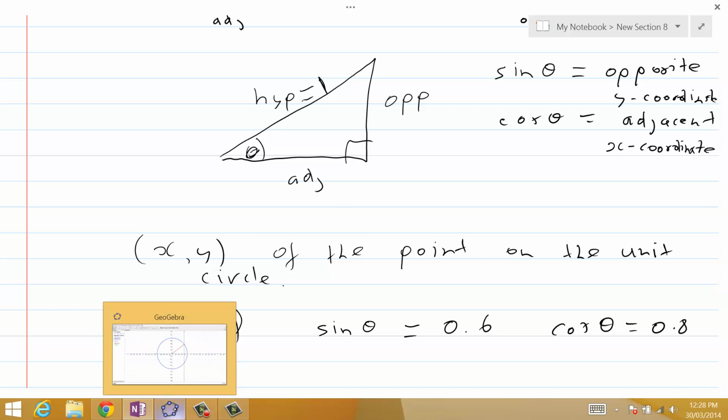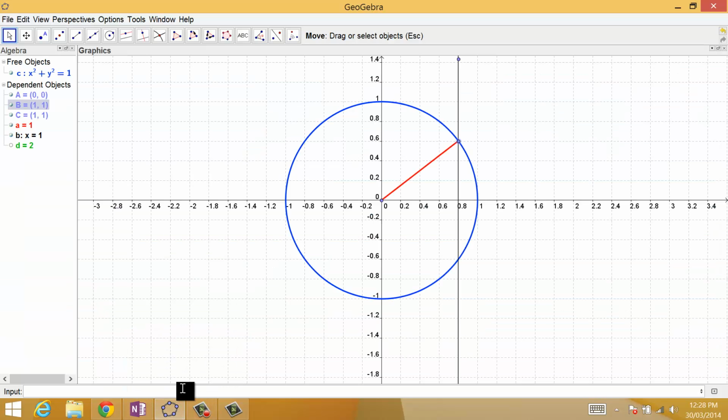There are other triangles using the unit circle that we can look at that deal with the other ratios. So in this particular video we're going to be looking at tangent and secant.